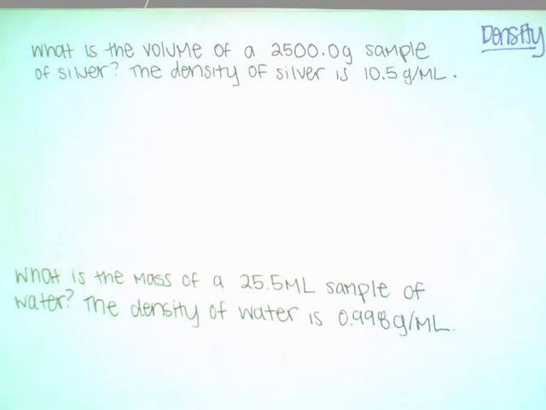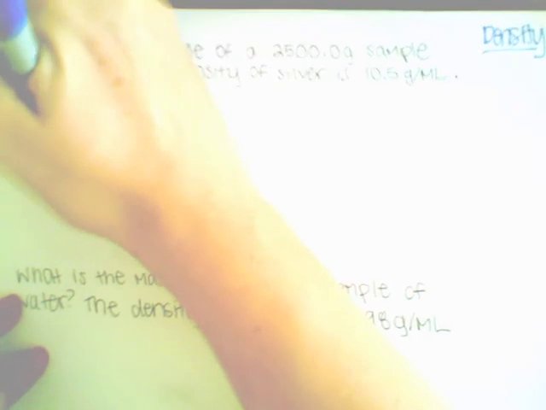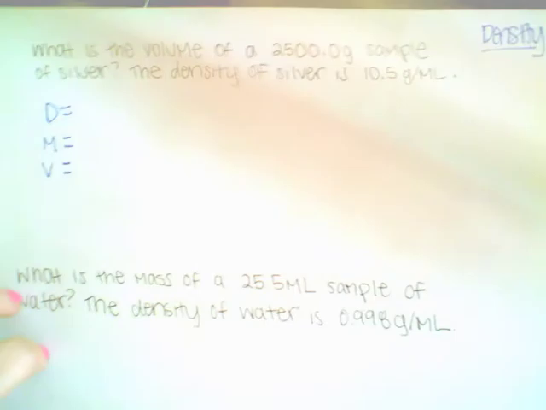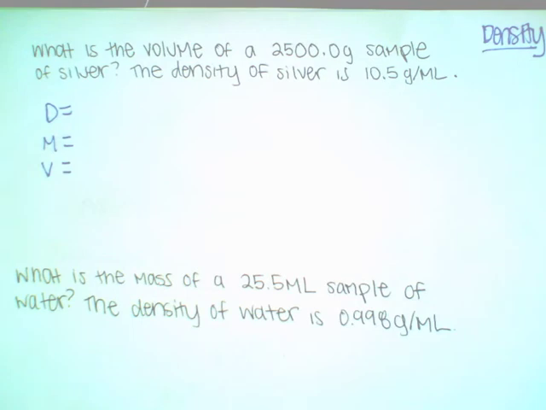First of all, you do not need to get caught up in the wording of a problem in chemistry. The first thing we should do is write down the variables that we will be dealing with. So density equals mass over volume, so we need to figure out density, mass, and volume. One of these values will be unknown. So the first number I see is 2500.0 grams.